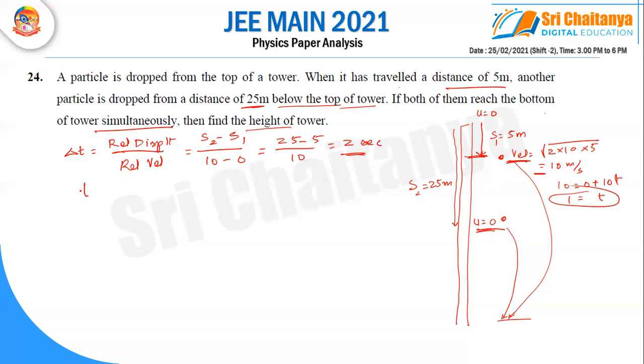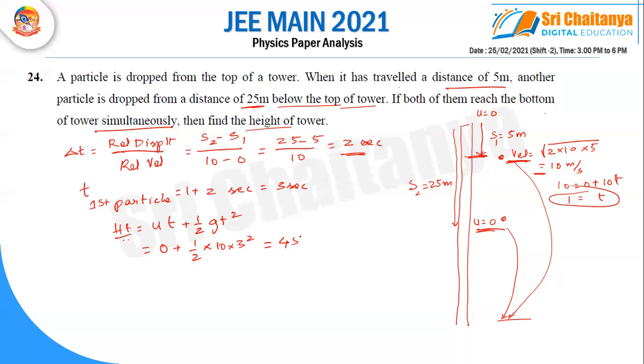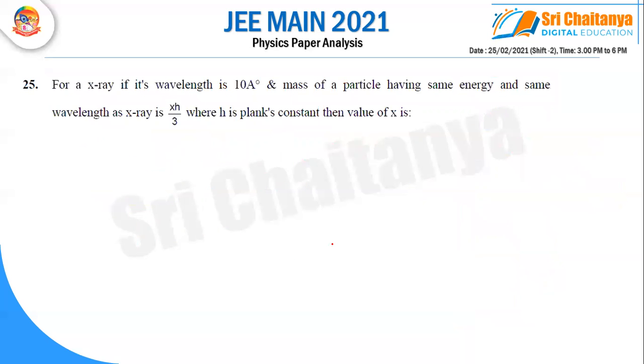Now, the time taken by the first particle is equal to 1 plus 2 seconds. So this will be 3 seconds. Okay. Now, the height will be S is equal to ut plus half at square. Height is equal to ut plus half gt square. And u is 0. We have half into 10 into 3 square. And here we are getting 45 meters. We'll move on to the next question.